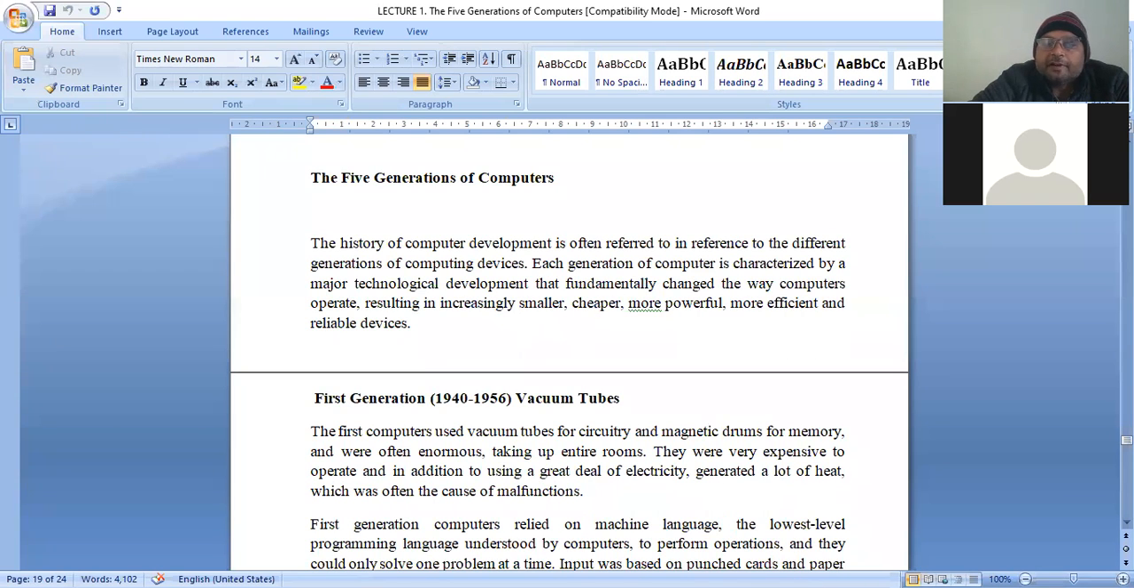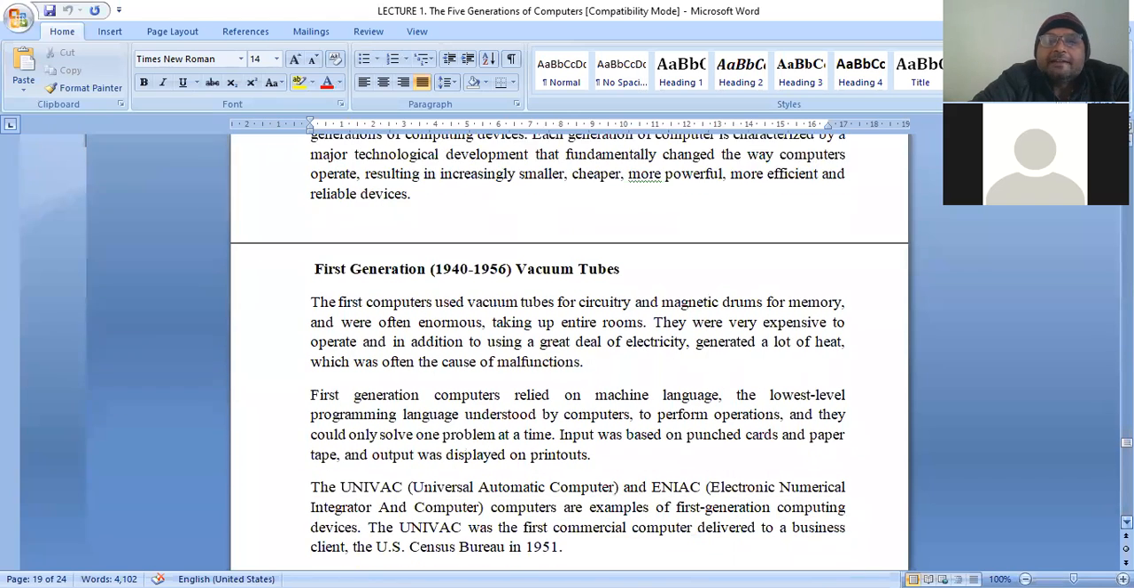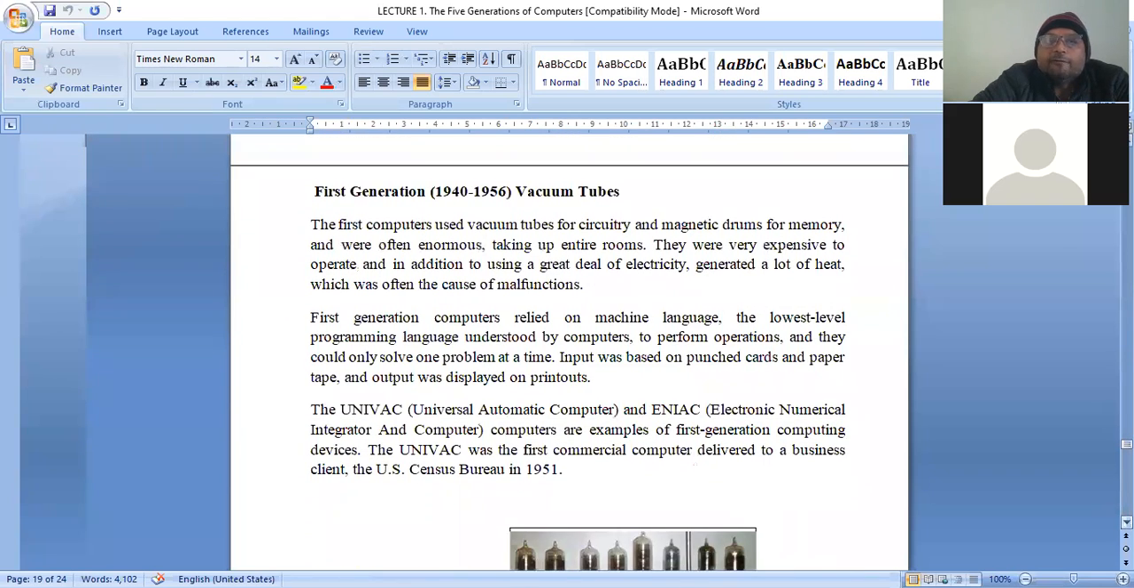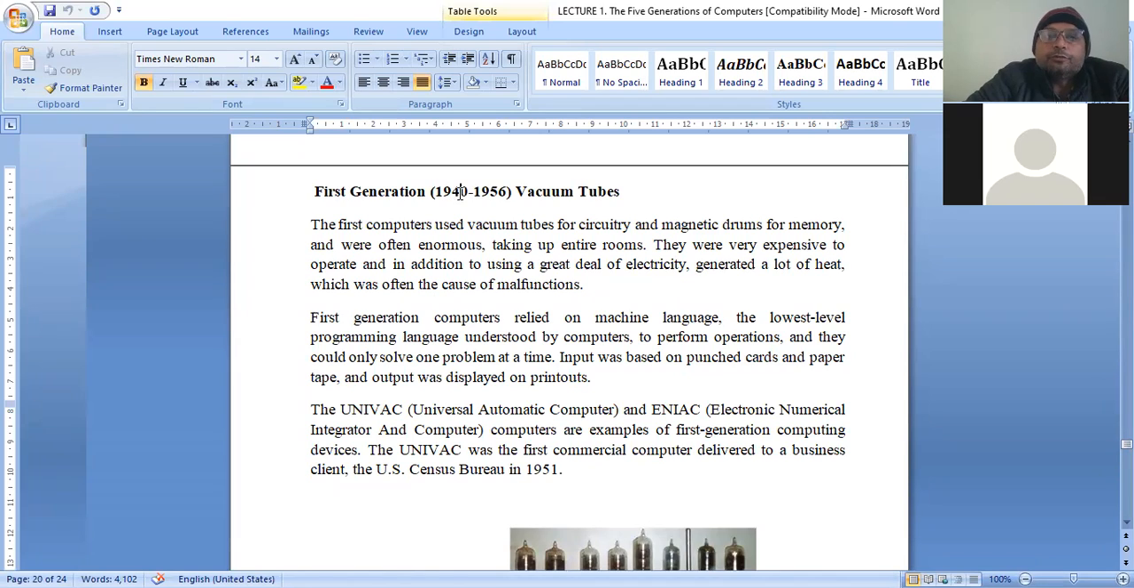So this is the first generation of computer. The first generation was from 1942 to 1956. All the computers made during that time are known as first generation computers. And a major feature is that in the first generation of computer, it was using vacuum tubes.